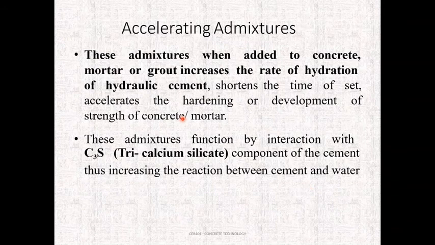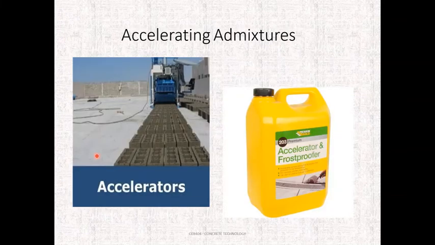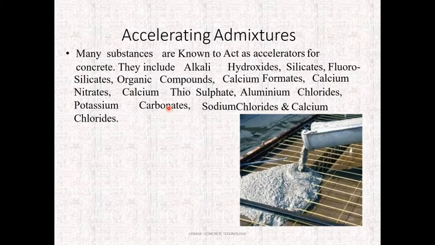The next one is accelerators. The admixtures which are added to concrete to increase the rate of hydration or shorten the setting period are known as accelerators. Here the action of the C3S, that is tricalcium silicate, is increased. Generally, accelerators are used in precast elements to speed up the setting of the concrete. The commonly used materials are alkali hydroxides, silicates, fluorosilicates, organic compounds, calcium formate, calcium nitrate, sodium chloride and calcium chlorides.